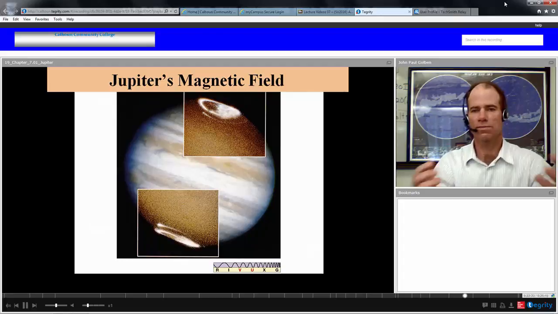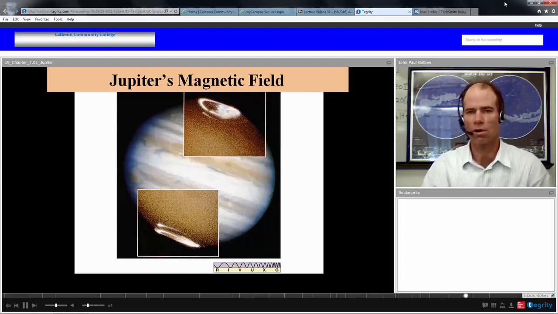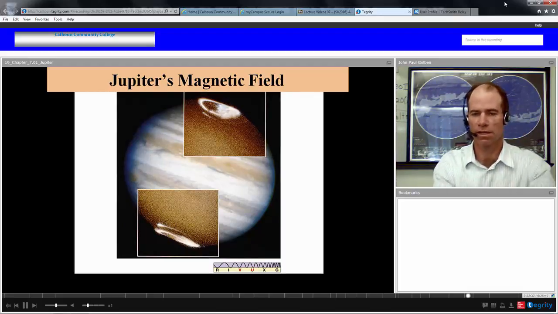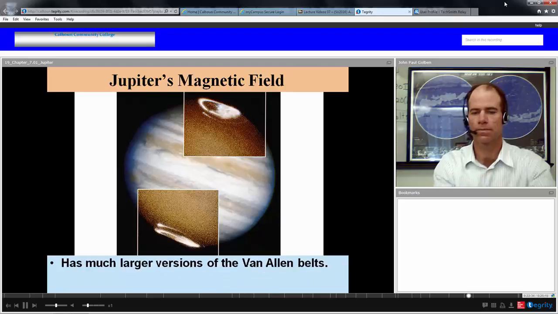As a result of this magnetic field, Jupiter exhibits auroras just like the Earth does. Jupiter's displays are much more energetic than the Earth's displays. It also has larger versions of the Van Allen belts.